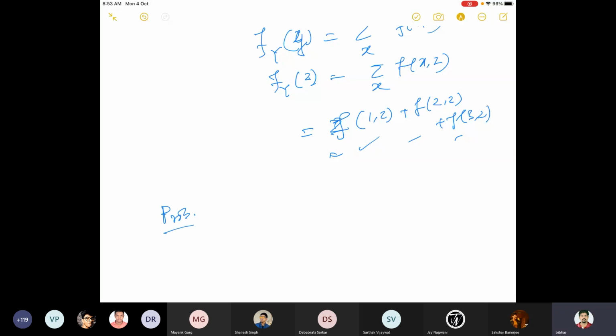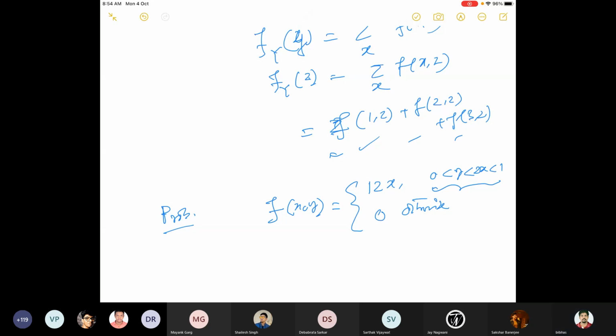Let's say this time I have a continuous random variable. Let's say f(x,y) is equal to 12x when 0 less than y less than 2x less than 1, and 0 otherwise. So here the region is 0 less than 2x less than 1. So can anybody tell me what does the region look like? So y is equal to 2x, you can find it out.